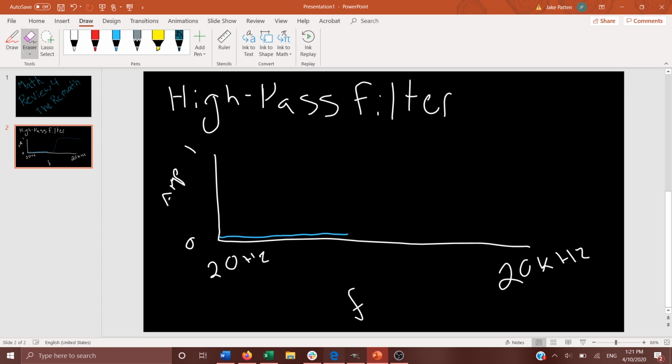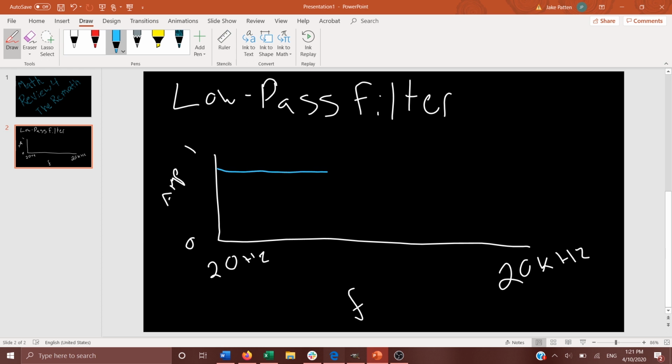You can contrast this with a low pass filter, which is going to look exactly the opposite. It allows the low frequencies to pass, and then it attenuates the high frequencies. So that's a low pass filter.